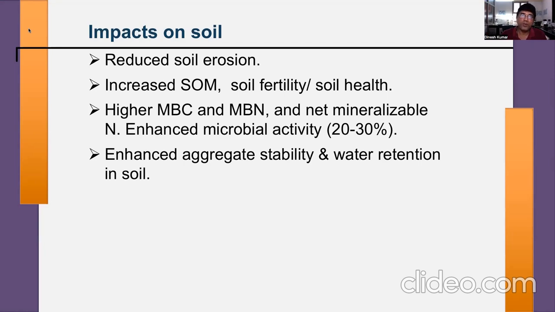Increased soil organic matter. So definitely your microbial population will be more. Your soil biological health will improve. Physical health will improve and chemical health will improve. As you know, in chemical health, you have soil pH, cation exchange capacity and nutrients. In physical health, you have structure and aggregation, etc. In biological health, you have your organisms. So higher MBC, microbial biomass carbon, and microbial biomass nitrogen and net mineralization.